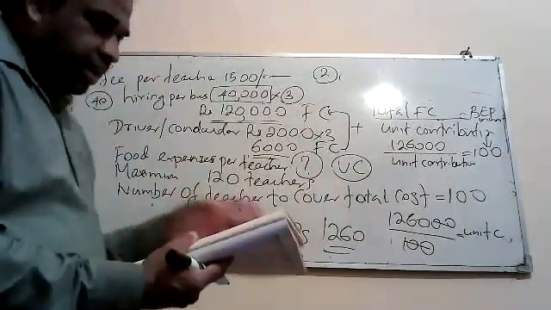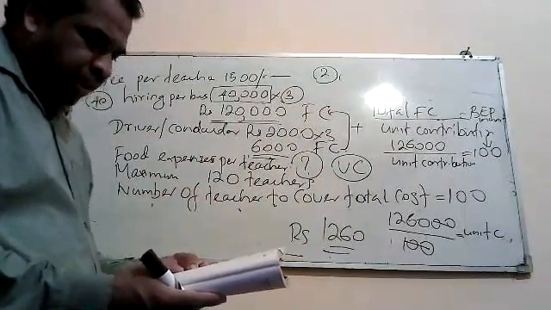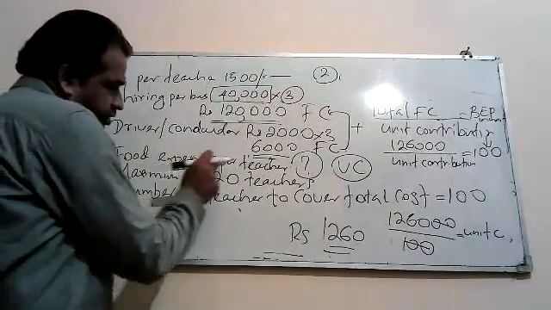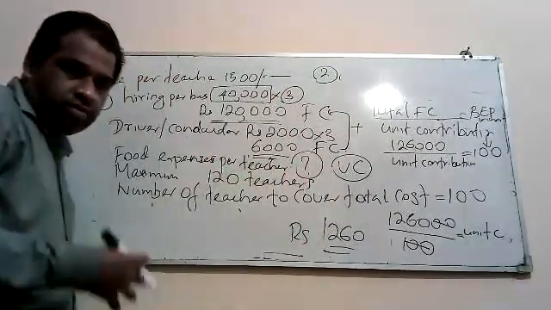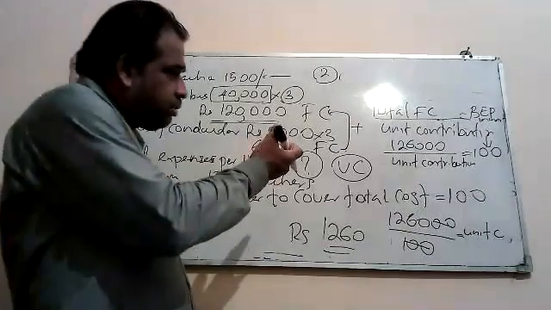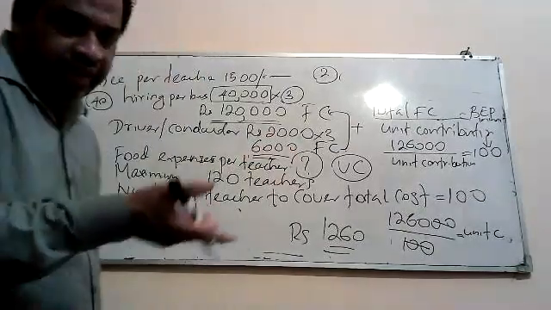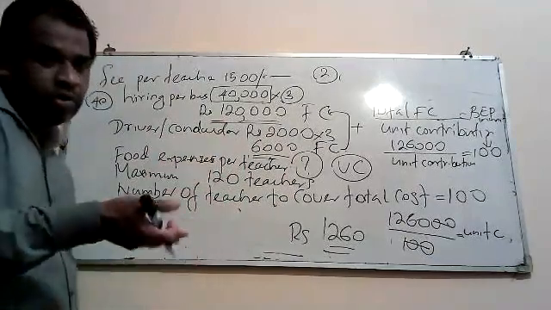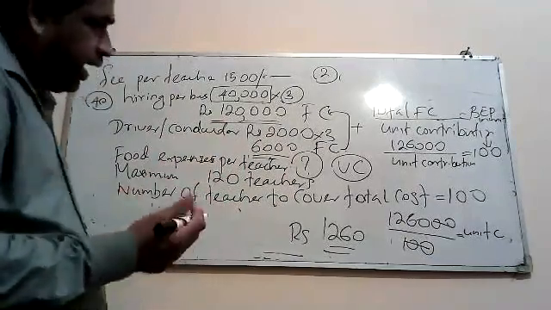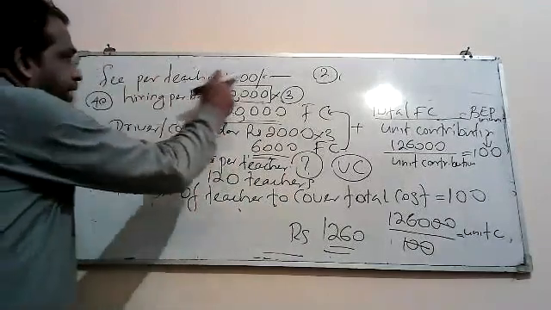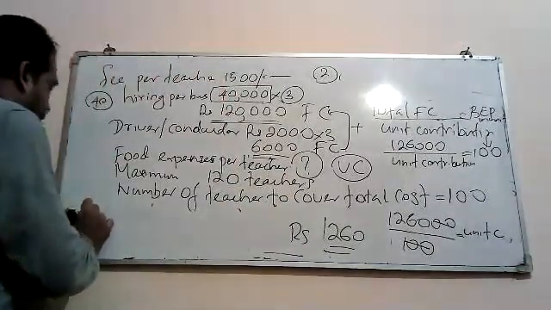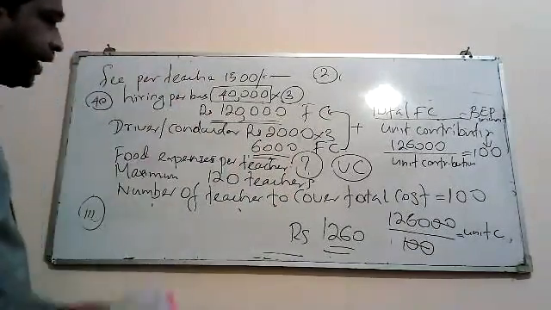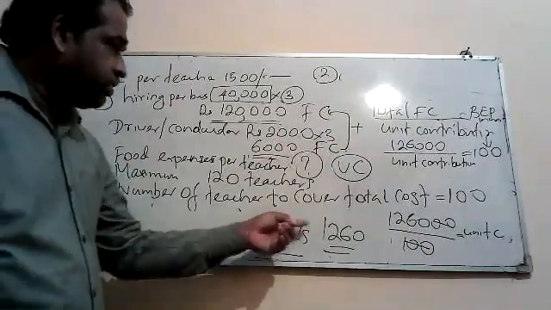Then part 3, replacement expenses per teacher. Here we are not given this. Replacement expenses come under variable cost because they will vary with the number of teachers. Therefore, we call it variable cost. Now we are going to get the answer for part 3. We know the price per teacher is 1,500 and we got unit contribution 1,260.